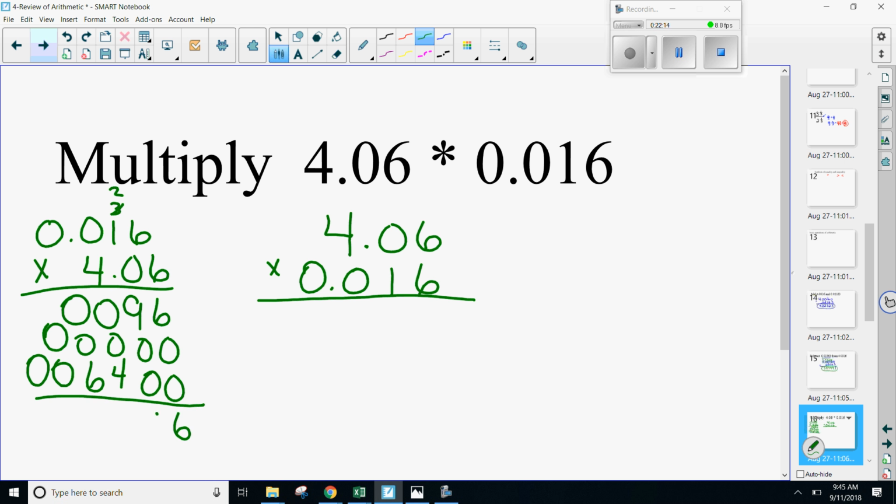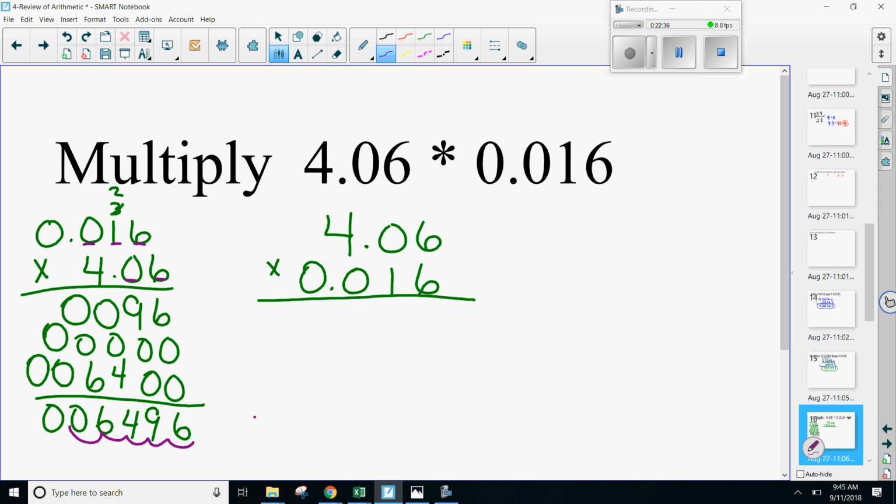Now you add those together, but what is the last thing you have to do in your answer? You have to count. So you have 1, 2, 3, 4, 5. 5 digits after the decimal point. So we're going to move it 1, 2, 3, 4, 5.